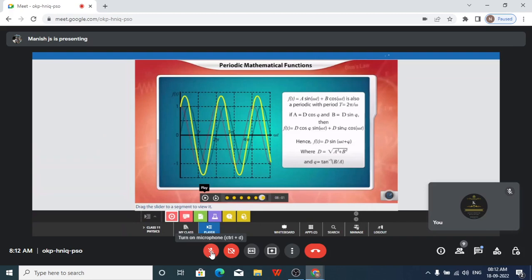So here they are representing like that. So the resultant wave can be expressed as d sin omega t plus phi. So phi is nothing but the phase angle of the resultant waveform. So that is the phase angle that needs to be known.